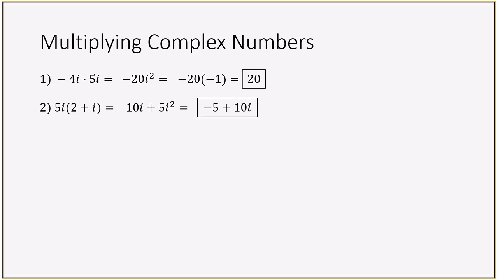Now, again, if I was just following the order of what was before that equal sign, I would be left with 10i minus 5. But if we want to write things properly as a complex number, we write the real number, then the imaginary number.